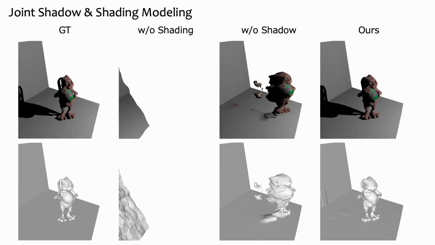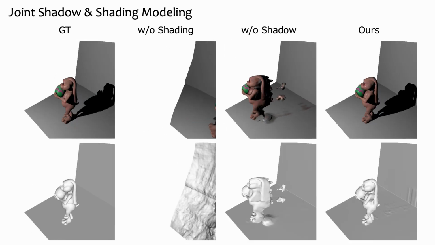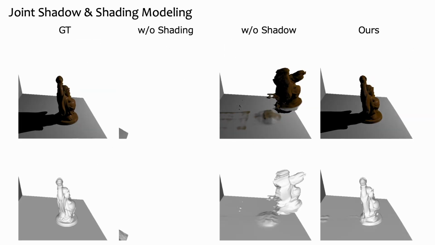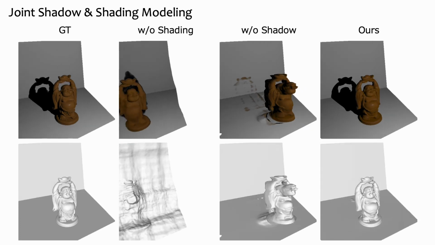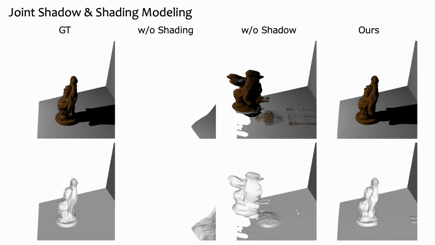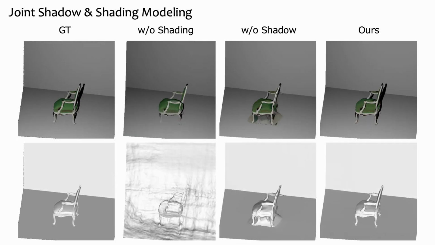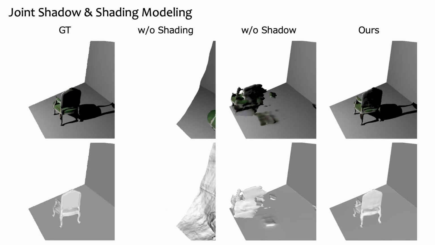We also analyze the effect of joint shading and shadow modeling. We can see that without shading information, the model totally fails to reconstruct the scene, and without shadow information, the model fails to predict the depth and shape of the object since there's no constraint on invisible regions, while our method properly reconstructs the full scene with both shading and shadow cues.